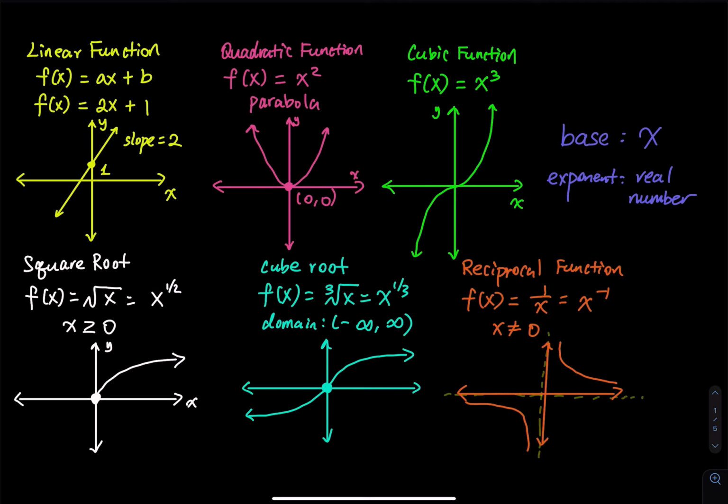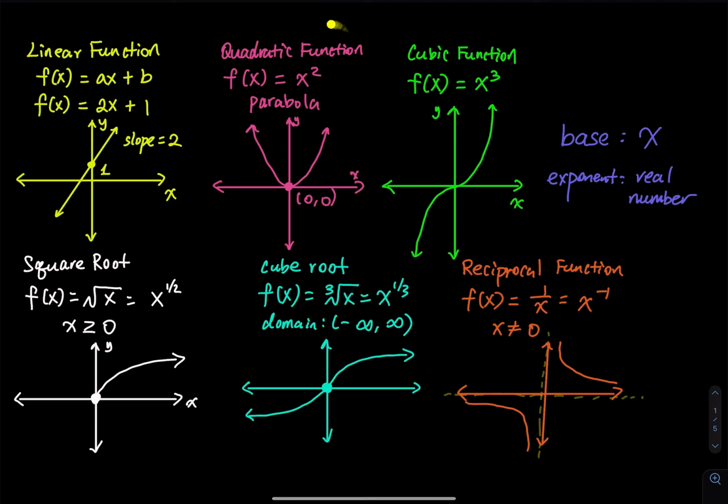So I have 6 functions right here, starting with the one on the left. We have a linear function, that is the easiest. We have f of x equals ax plus b. So for example, f of x equals 2x plus 1. The slope is equal to 2. The y-intercept is x equals 0, y equals 1. So a linear function is a straight line. The reason this function is linear is because the independent variable x is raised to the first power, right?